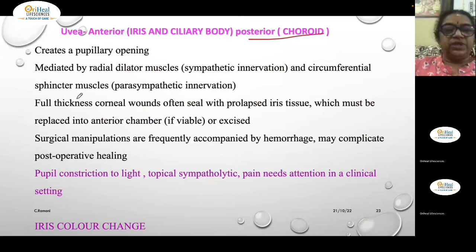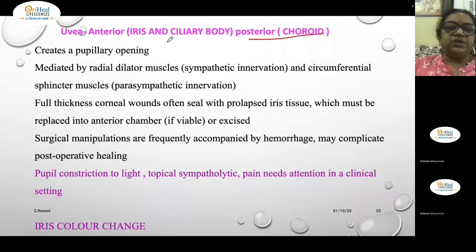And whenever there is a full thickness corneal wound, the iris comes into place. So I said normally the Descemet's membrane will not give way, but if it happens, the iris will take up that place and it will try to seal the corneal wound. And always you should check, when the case is present, whether the iris tissue is viable or not. If it is not viable, it can be excised.